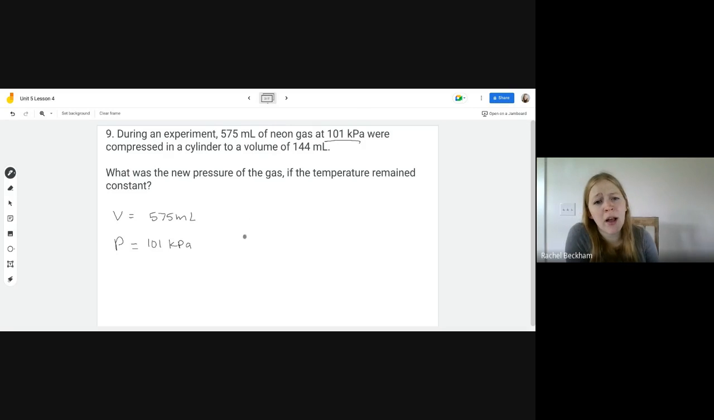They were compressed to a new volume of 144. So this is like my new volume. It got smaller. They got compressed. What is my new pressure of the gas if the temperature remained constant? So this is, again, P1, V1. I'm sorry, that should say V1 right here. P1 V1 equals P2 V2.